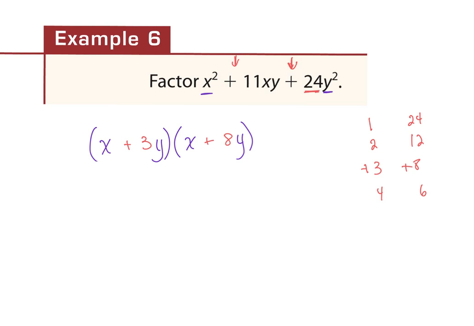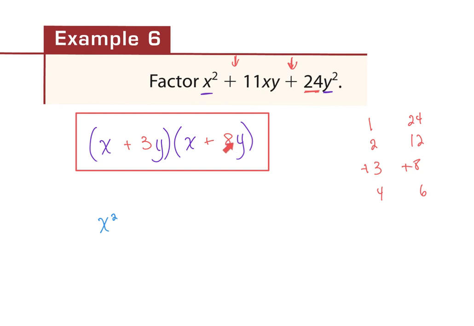So let's see if this is going to work. We're going to check our work. X times x. What is x times x? X squared. X times 8y. What is x times 8y? 8xy. What is 3y times x? 3xy. What is 3y times 8y? 24y squared. Do I have any like terms? Yeah, these are x squared plus 11xy plus 24y squared.